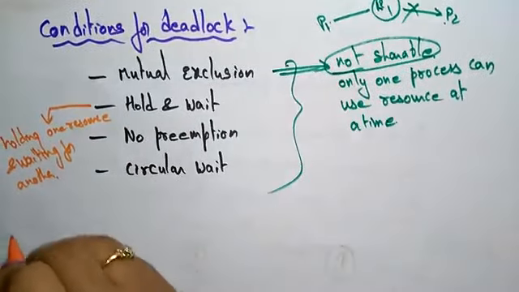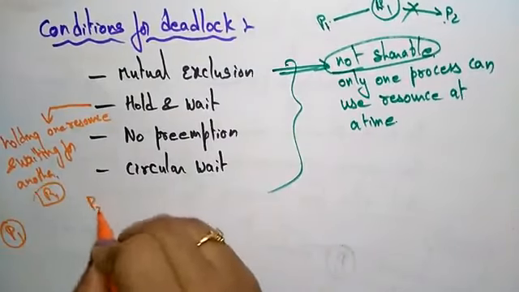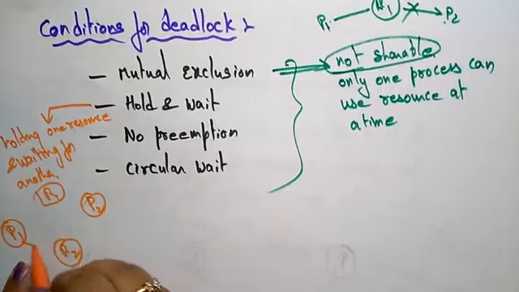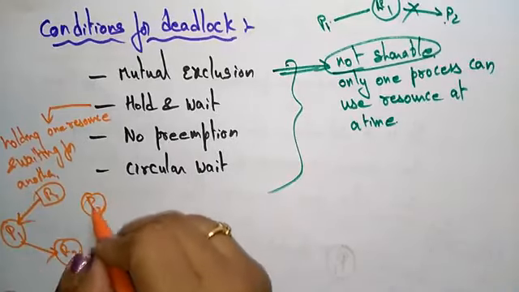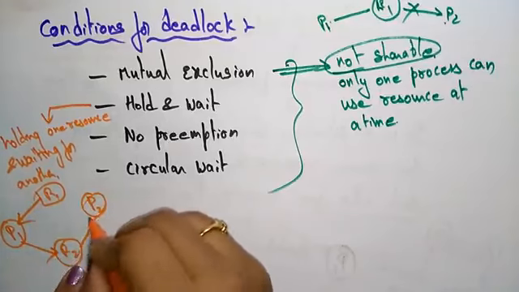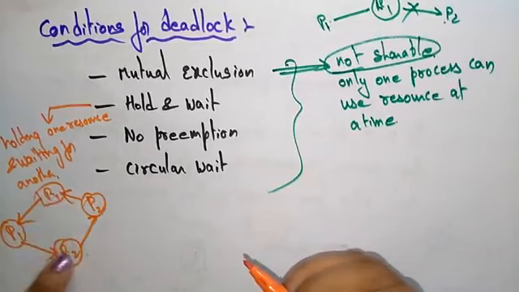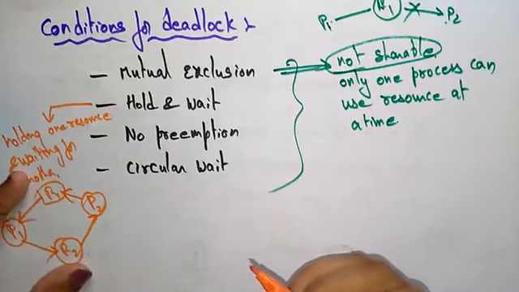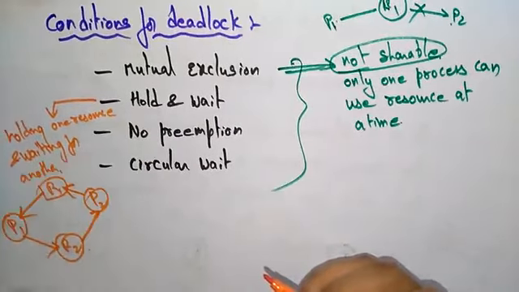In the example I explained previously, the P1 process, R1, P2, R2. Okay. So P1 is requesting R2 and it is holding R1. P2 is holding R2 and it is requesting R1. So requesting, holding, requesting, holding. This state you call hold and wait. So this leads to a deadlock condition.